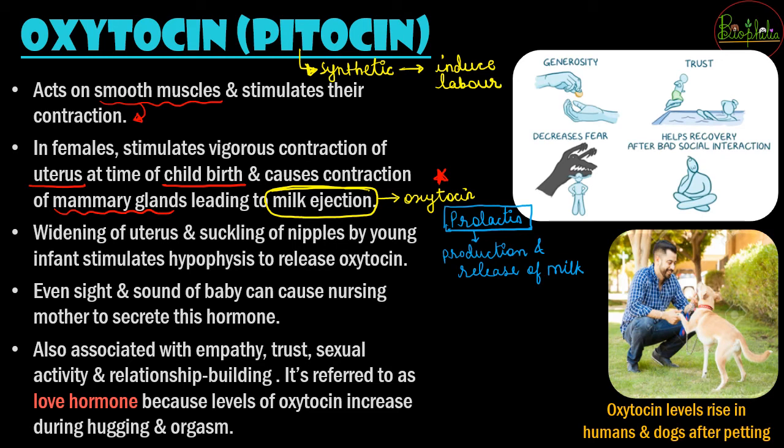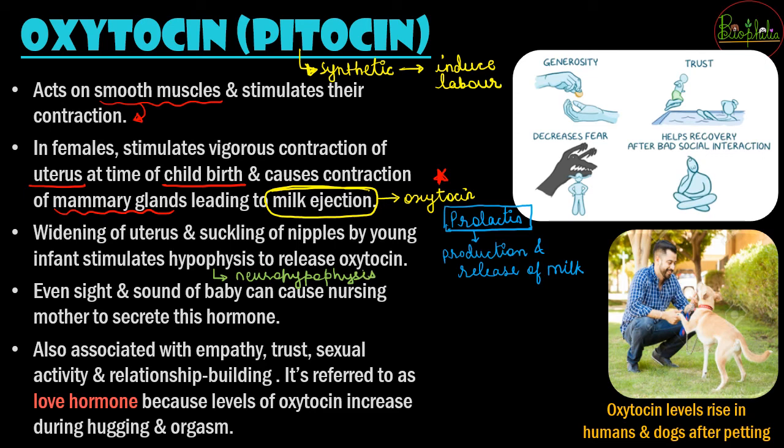And even because of suckling of nipples by the young infant, that is also going to stimulate the hypophysis to release oxytocin. And that to what hypophysis? It will be regulating the neurohypophysis, that is your posterior pituitary, to release the oxytocin hormone.